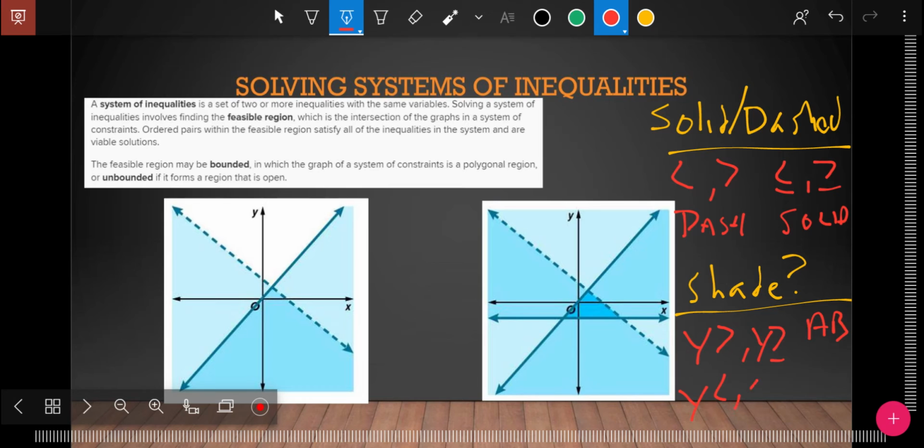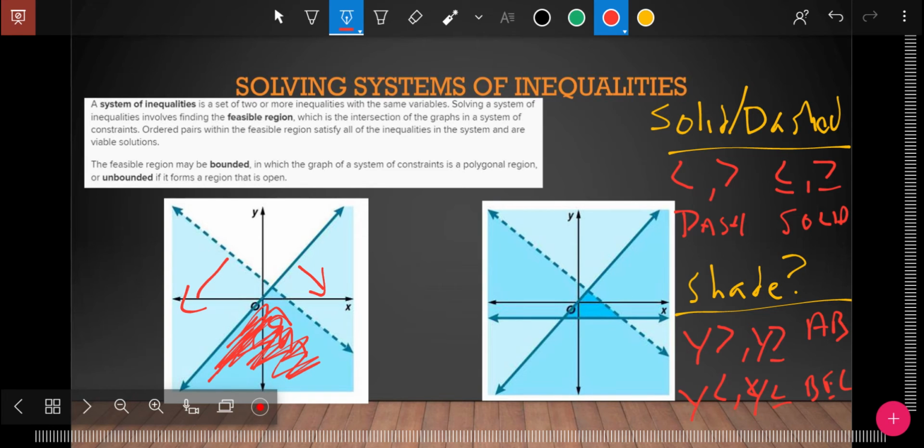Y less than or y less than or equal to, you shade below. So it's a matter of where you shade, and whether the line is solid or dashed. Now, if you graph it all, notice for this one they shaded below here, and they shaded below here. So in this area right here, both answers match. That is the real answer here.